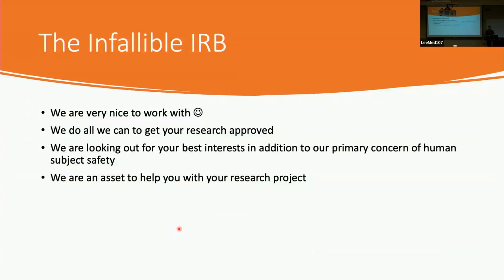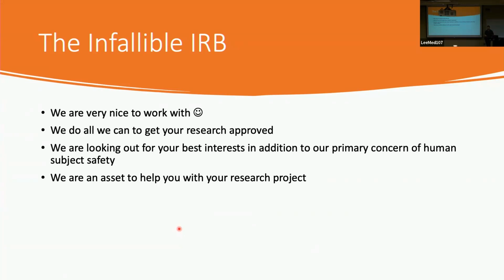So what I'd like to talk about next is a little bit of background on what I like to think of as the infallible IRB. What you should be getting from this talk is that we are all very nice to work with, and we do all that we can to get your research approved. We're looking out for your best interests. We're looking out for our human subject participants' best interests. Safety is of the utmost concern. But we really are an asset to help with your research project. We're not something to get in the way of doing research. We are there to make sure that the research being done is of the best ethical nature that it can be.